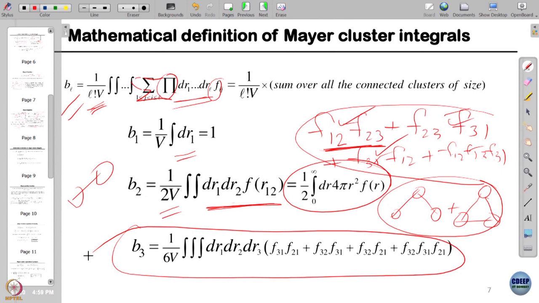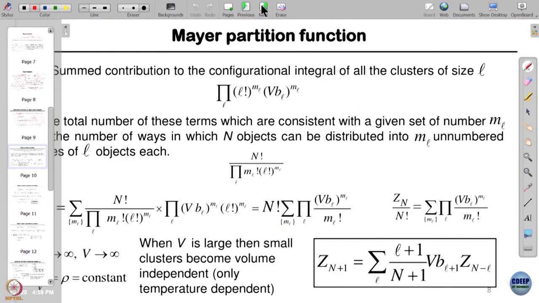What is the advantage now? The great advantage is achieved by decomposing it, and then once you decompose like that, you sum the contributions to the configuration integral, because that is what we are trying to do, the total configuration integral of clusters of size L. So it is a graph theoretical decomposition that becomes this quantity.